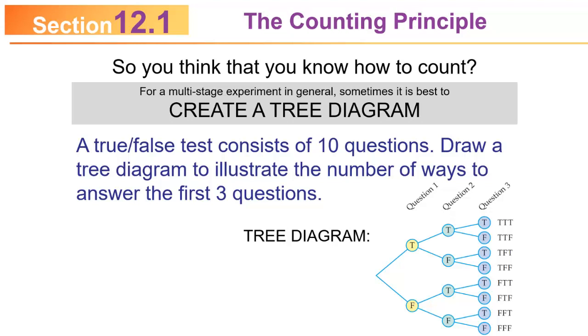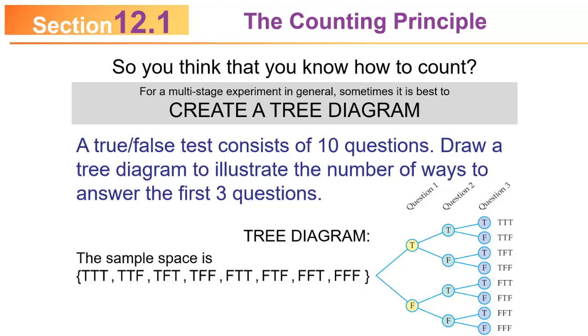So the tree diagram allows you to explore every possible combination of T's and F's for a 3-question segment of that test. And now it's just a matter of counting, and you can see that the sample space has 1, 2, 3, 4, 5, 6, 7, 8 elements. So there are 8 ways to answer the first 3 questions of a true-false test.